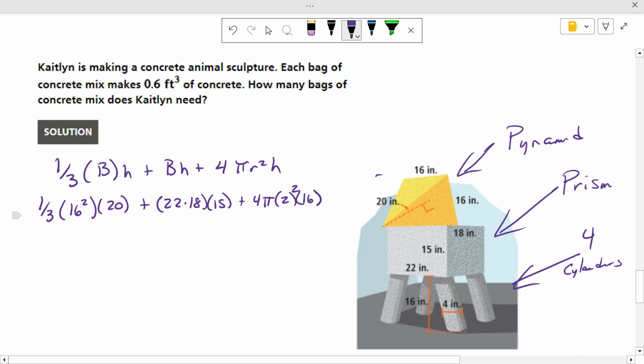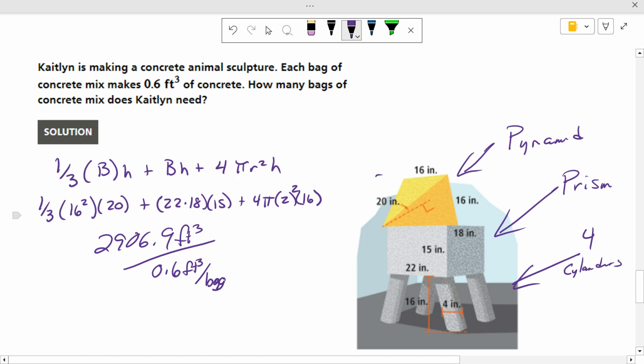Anybody get a volume for me yet? 2906.9. That sounds about right. So if each bag of concrete makes 0.6 cubic feet, so 0.6 cubic feet per bag. So to figure out the number of bags, we're going to have to divide, because this is cubic feet. So then we're going to have to divide by 0.6 cubic feet per bag. She's going to need lots of bags of concrete.